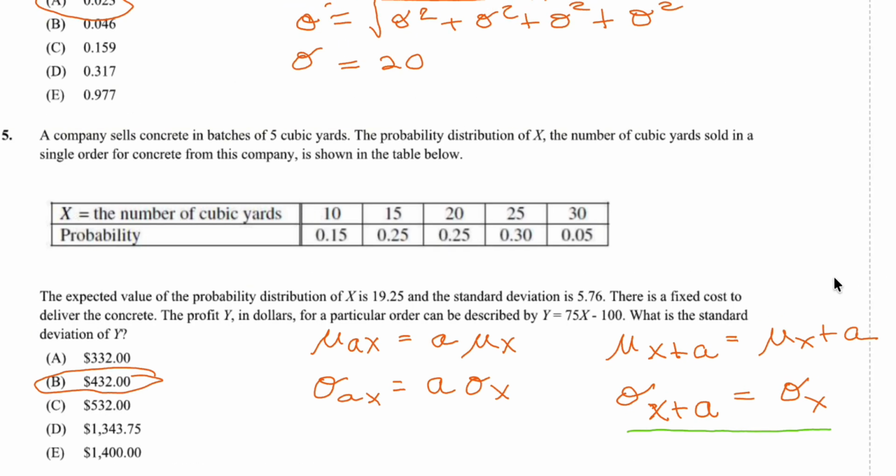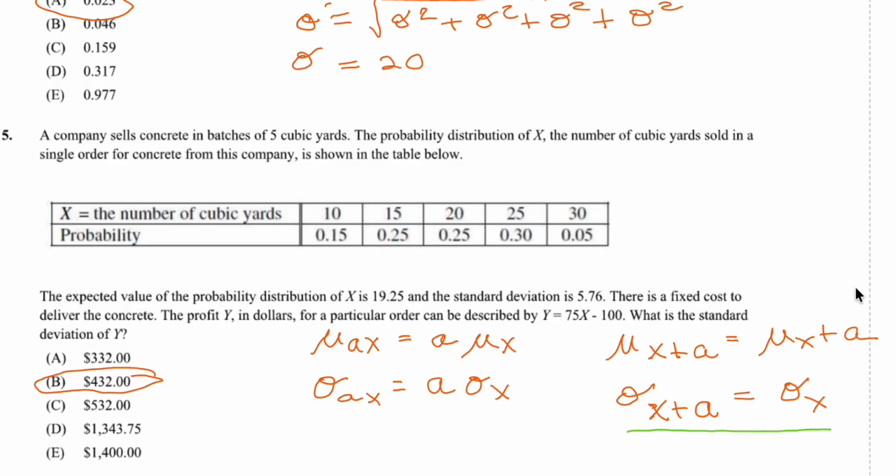A company sells concrete in batches of 5 cubic yards. The probability distribution of X, the number of cubic yards sold in a single order for concrete from this company, is shown in the table below. The expected value of the probability distribution of X is 19.25, and the standard deviation is 5.76. There is a fixed cost to deliver the concrete. The profit Y in dollars for a particular order can be described by Y equals 75X minus 100. What is the standard deviation of Y?